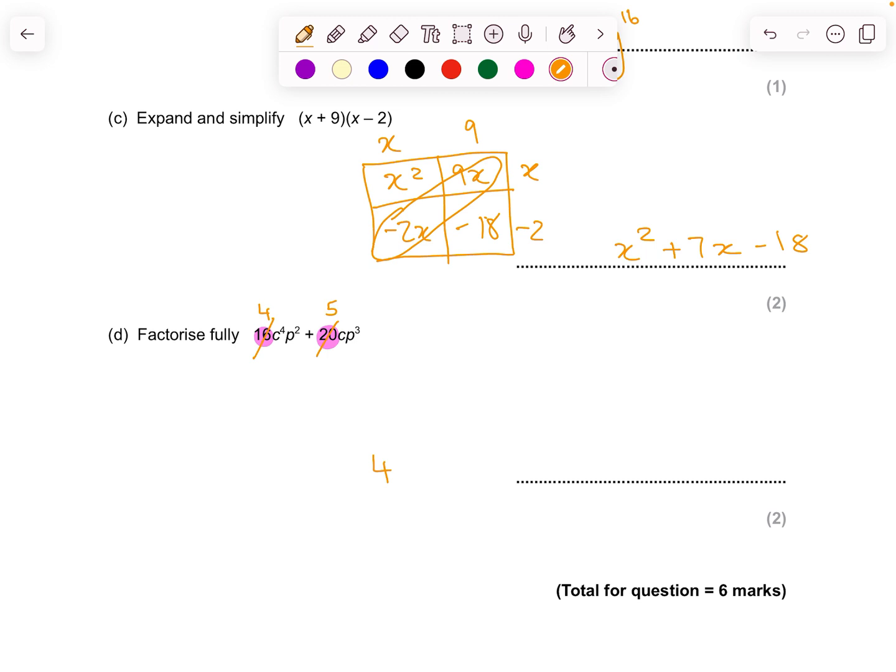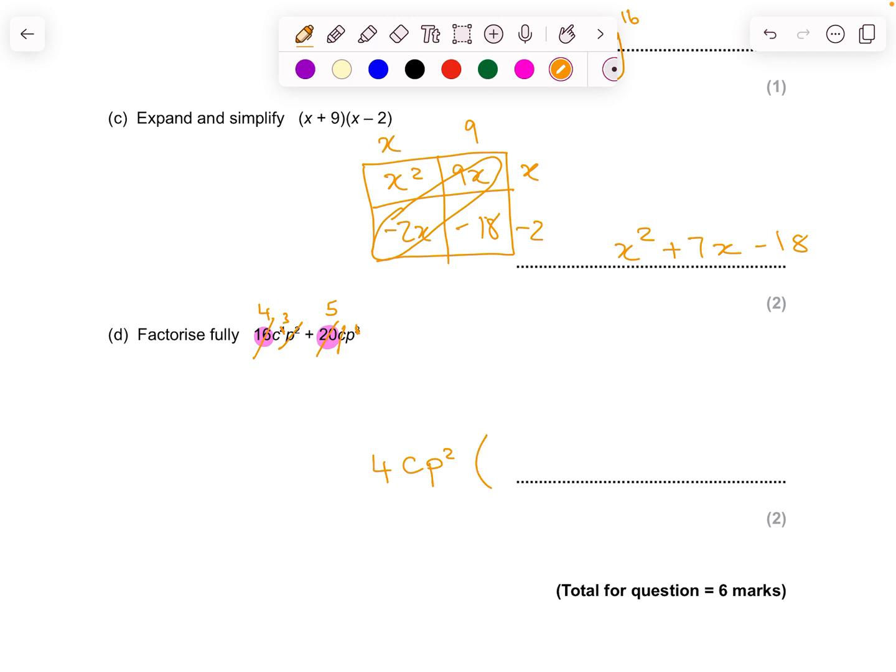Now I see if I can take out any letters. I have to look at the lowest power because I can't take out more than that. So the lowest power of C is C to the power of 1. So I can only take out C to the power of 1. And then I cancel it off here and that becomes C to the power of 3. Then I look at the P's. The lowest power for the P's is P squared. So I can take off a P squared here. And then I'm taking off 2 here, so it becomes P to the power of 1. So that's what goes outside the brackets, 4C P squared.